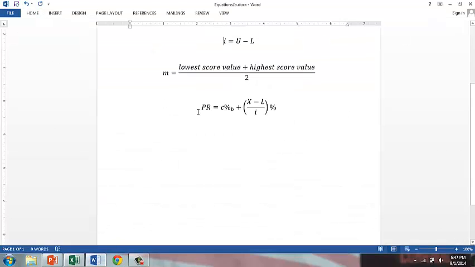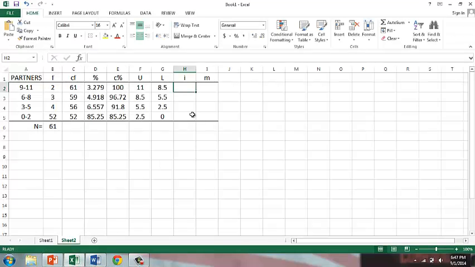Now that we have the upper and lower limits, we can calculate the interval sizes by taking the difference between them. I'm going to have Excel calculate this for me, and so I'll start with an equal sign. Select the upper limit of the interval minus the lower limit of the interval. I can then click the lower right-hand corner and drag that formula down to the remaining 3 cells.